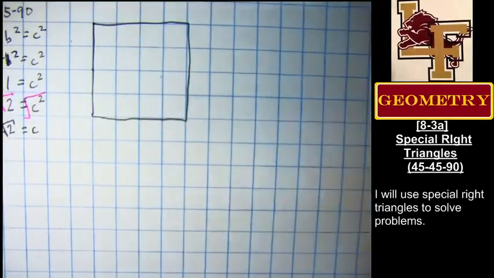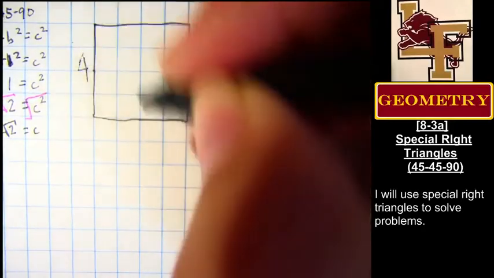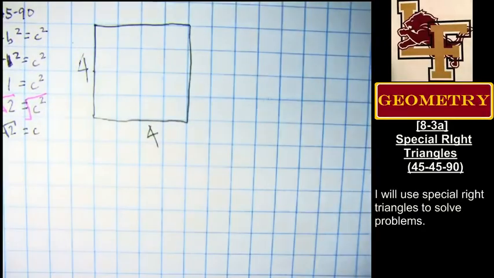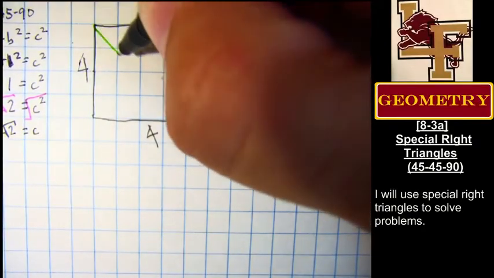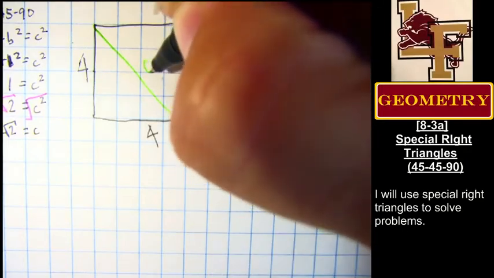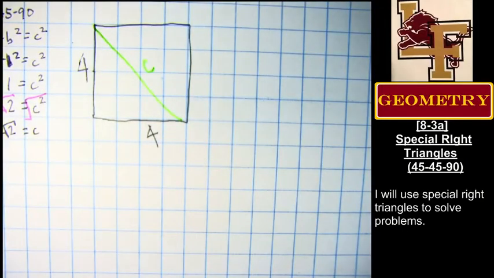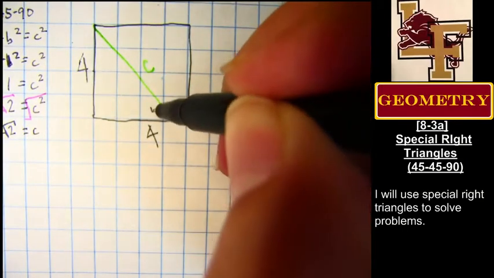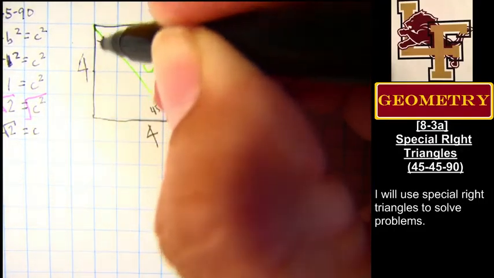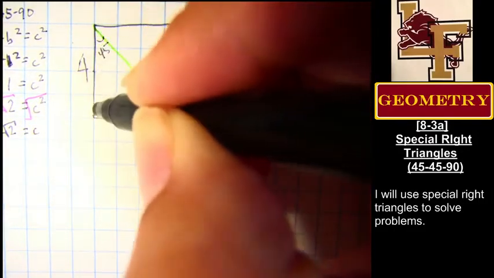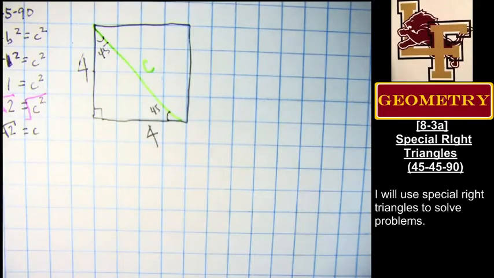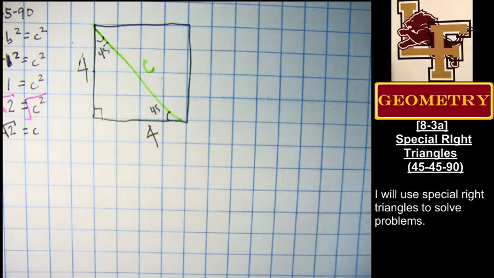So this side is 4, this side is 4, and I'm going to draw my diagonal, which is a hypotenuse of measure c. These angles are 45 degrees right here, because I started with a square and I cut the square on the diagonal, and that cuts those 90-degree corners in half. The hypotenuse is c.